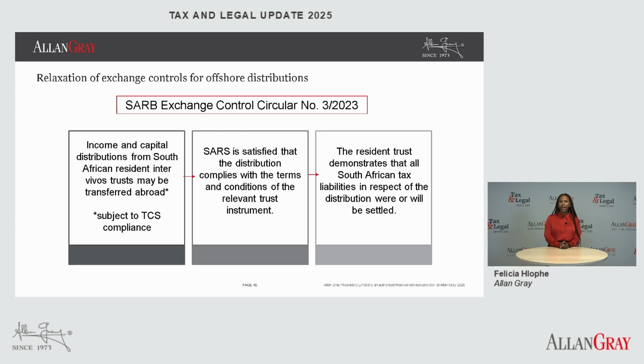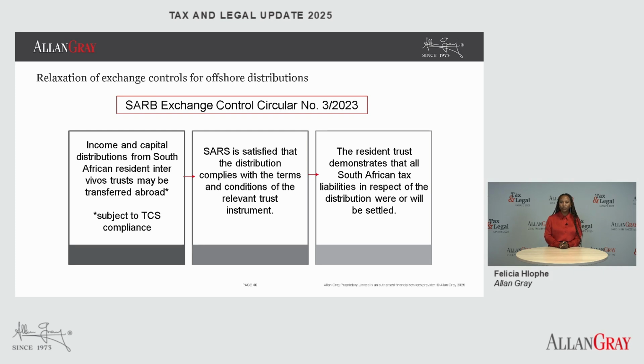When dealing with trusts and its beneficiaries, the following piece of legislation must also be noted. So in the past, it has been the practice of the South African Reserve Bank and the South African Revenue Service not to approve the release of funds when resident trusts make distributions to certain non-resident beneficiaries. On 23 May 2023, the SARB issued Exchange Control Circular number 3 of 2023. The circular provided that income and capital distributions from South African resident inter vivos trusts, that is, a trust that was established by a settlor who is still alive, may now be transferred abroad, subject to tax compliance status process being successfully completed.